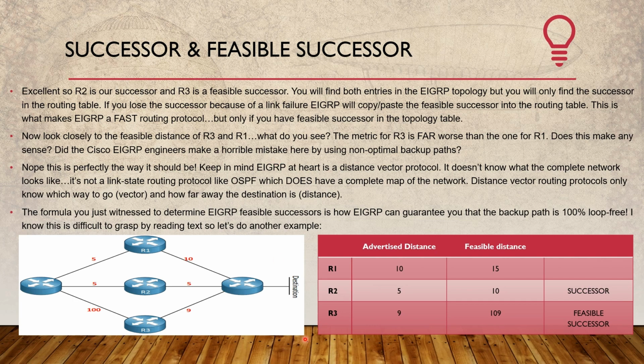Now, in this scenario, we have a calculated successor and feasible successor. The feasible successor's advertised distance should be lesser than the successor's feasible distance. That is plain English. This is the value. For this value, whichever is less will become a feasible successor.